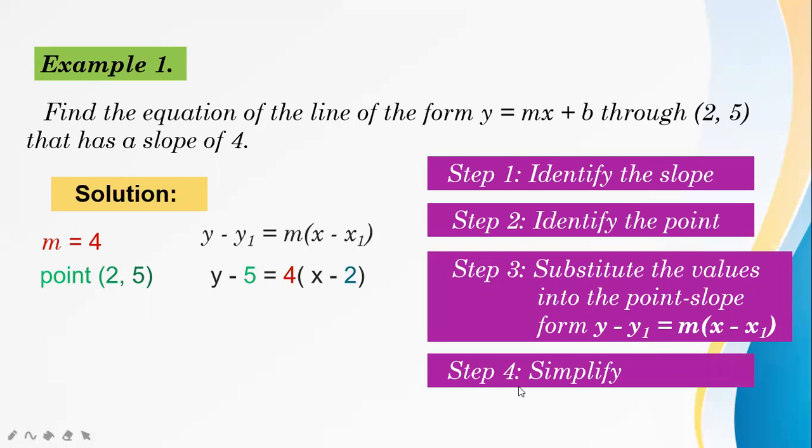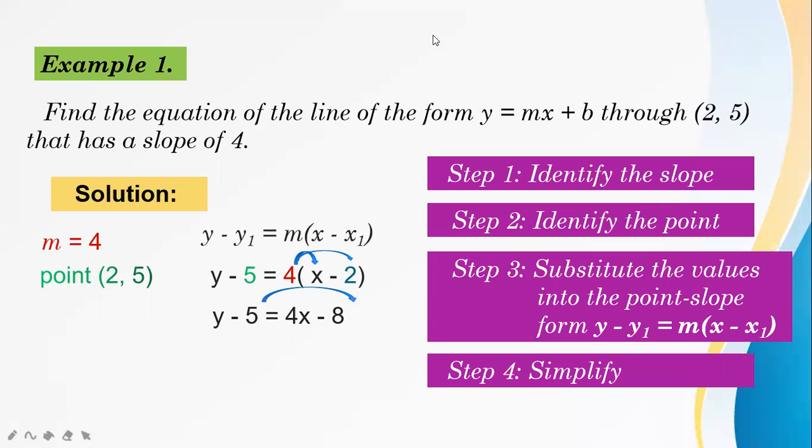Then we have step 4, simplify. So you multiply 4 times x, then 4 times negative 2. First, you copy this one and then multiply this and then multiply 4 and positive 2. So we have y minus 5 equals 4x. 4 times x is 4x. 4 times negative 2, and the answer is negative 8.